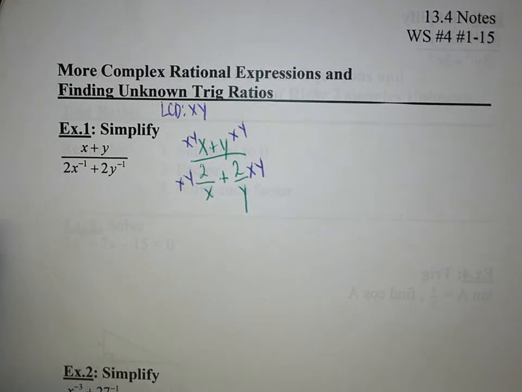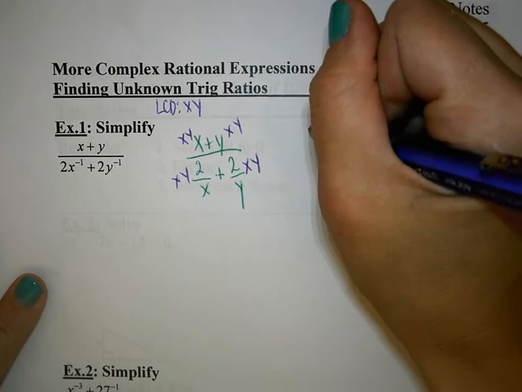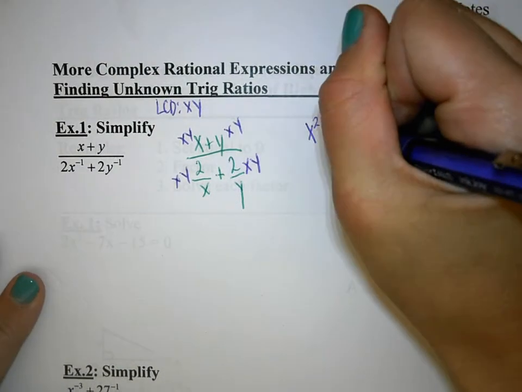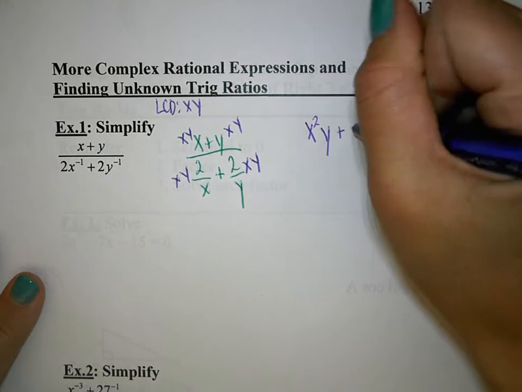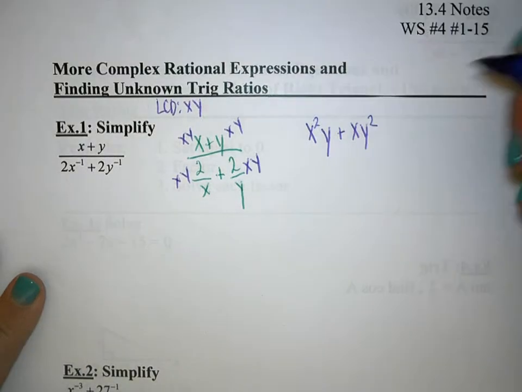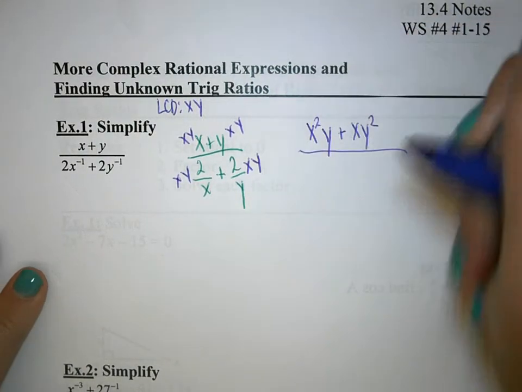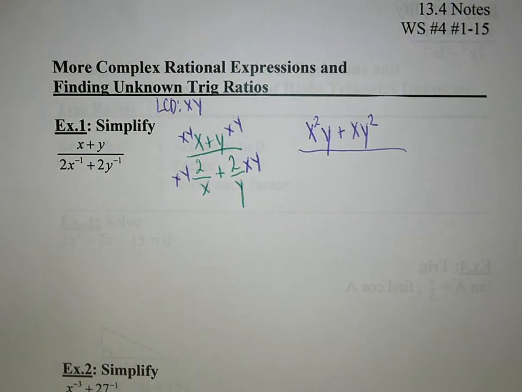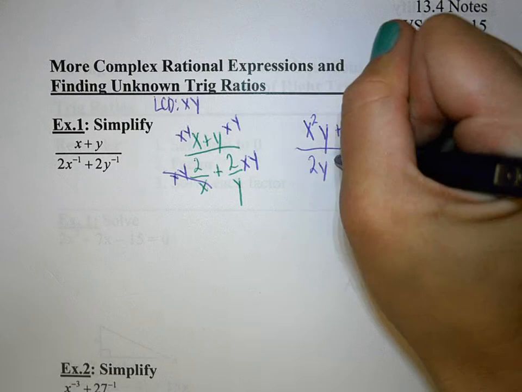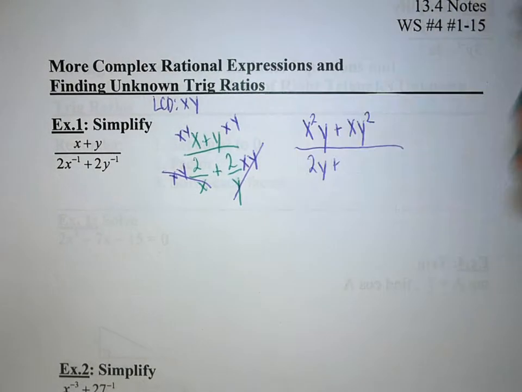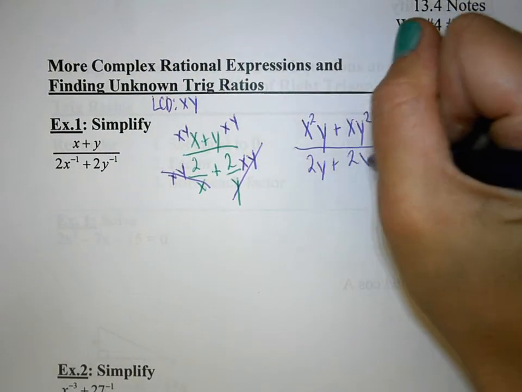So on the top, what do I end up with? X squared y plus xy squared, because we keep it in alphabetical order, over, on the bottom what happens? Good, x's cancel out, so we have 2y plus, and then here the y's cancel out, and we get 2x.